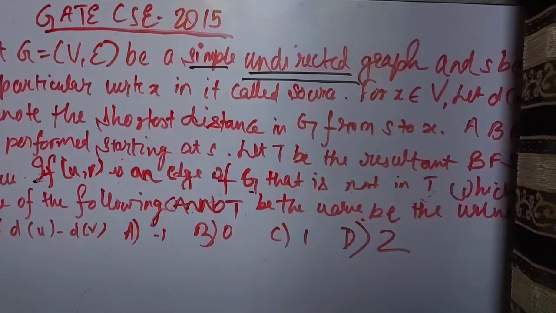Today I will be discussing GATE CSE 2015 question. First let's read the question. G equals (V, E). Here G consists of vertices and edges, and it is given that it is a simple and undirected graph.